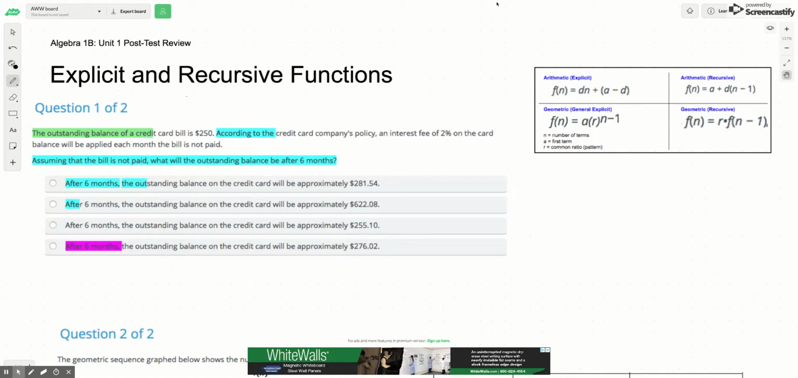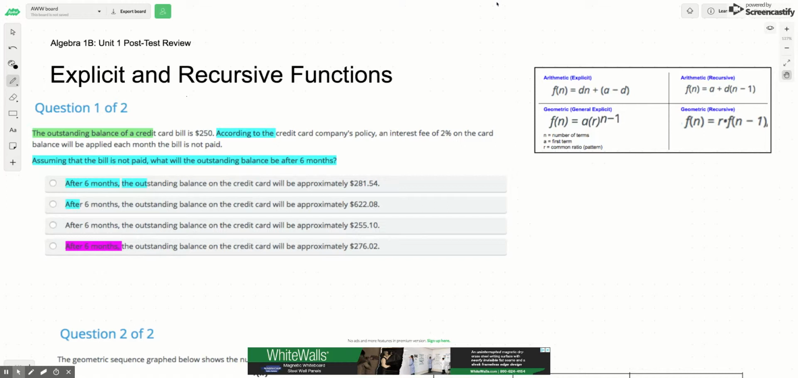The outstanding balance of a credit card bill is $250. According to the credit card company's policy, an interest fee of 2% on the card balance will be applied to each month the bill is not paid. Assuming that the bill is not paid, what will be the outstanding balance after 6 months?